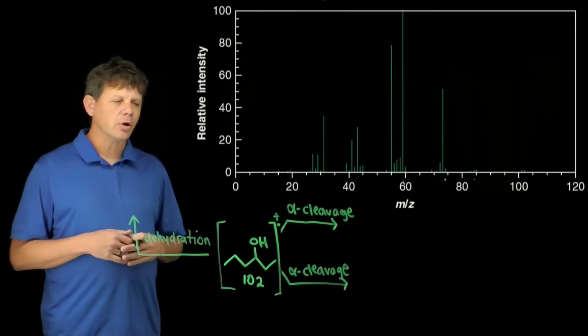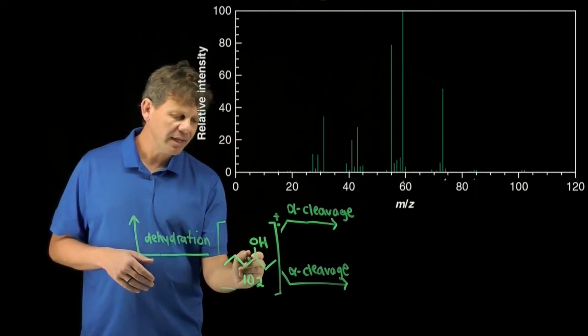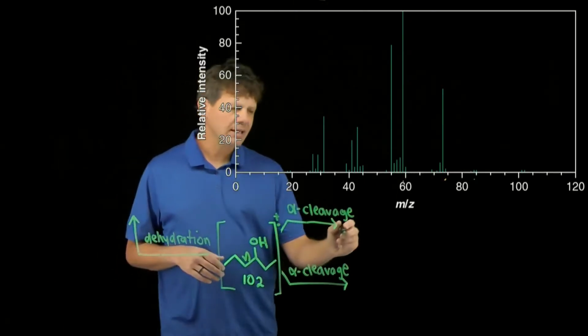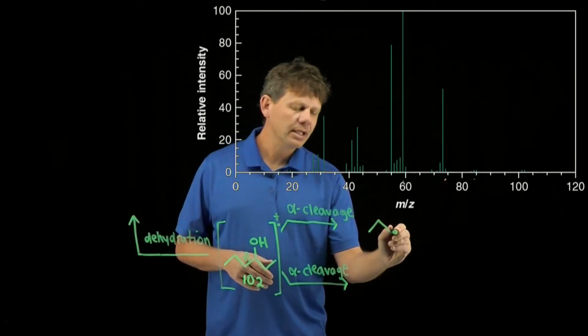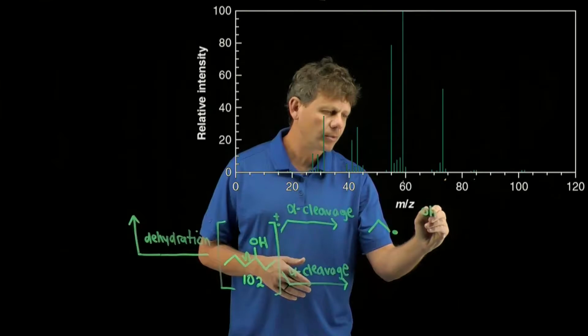I'm going to try to color code this. So let's draw the first alpha cleavage here. If we do this, we can move this electron using that green arrow. That's going to give us a radical here that is not going to be detected by the spectrometer, and this carbocation.